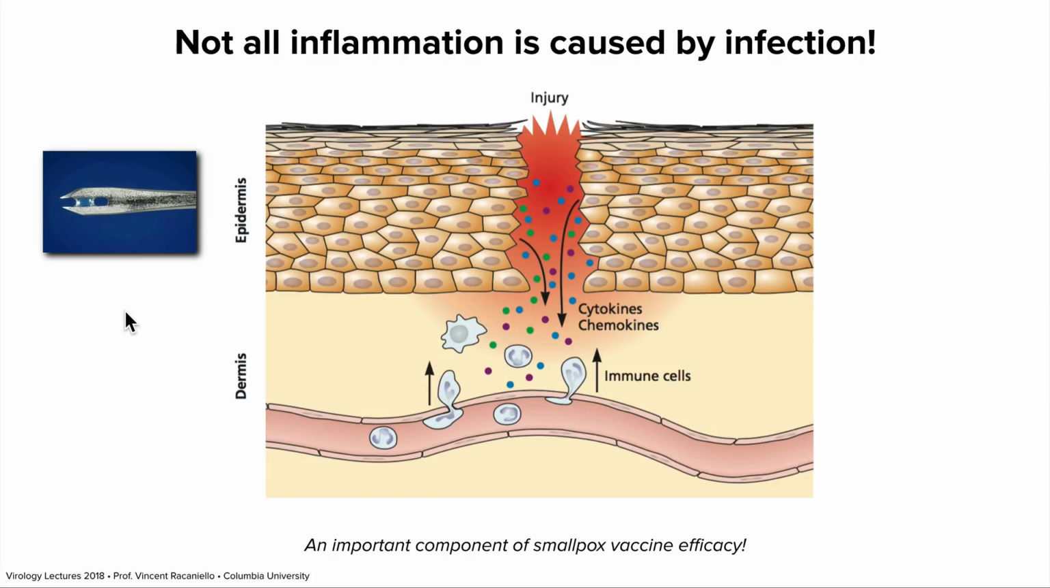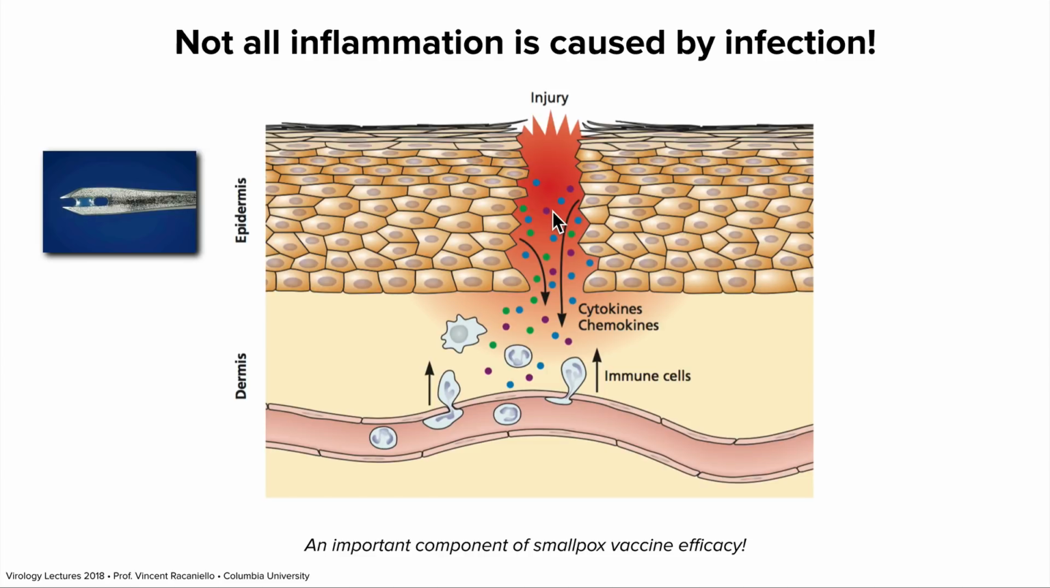So the smallpox vaccine, which again we don't get anymore unless you're in the military because the virus has been eradicated, is delivered in this bifurcated needle, which is made specifically for this purpose. It holds a drop of smallpox vaccine. Then what they do is they scrape the surface of your skin with this, the epidermis. So it causes injury. And that injury alone causes inflammation.